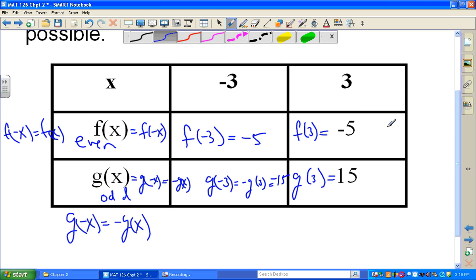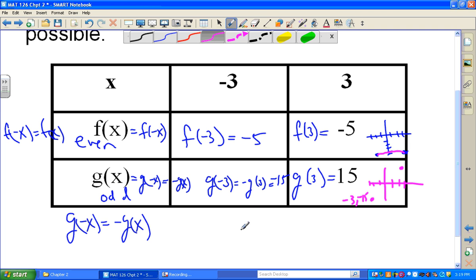Also, if you wanted to map it out, you could. Here's 3, negative 5. 1, 2, 3, negative 5. 1, 2, 3, 4, 5. So negative 3, 3, negative 5 is over there, so negative 3, negative 5 is going over there, so it's symmetric about the y-axis. Here, if you have 3 and 15, 1, 2, 3, you can go up 15. If it's odd, it's going to have symmetry about the origin. So it's going to be negative 3, negative 15. Okay? You can look at the picture.